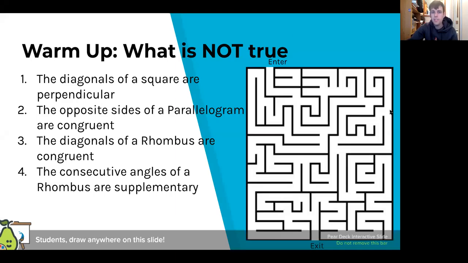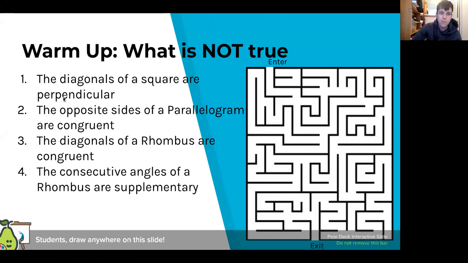All right, so we're going to be doing 6.6 here, which is properties of kites and trapezoids. This warm-up kind of covers 6.4, properties of special parallelograms, so we're going to go ahead and go over that right now. So feel free to pause this and think about it on your own first, and shoot, even do the maze if you want to, but I'm going to be focusing on this.